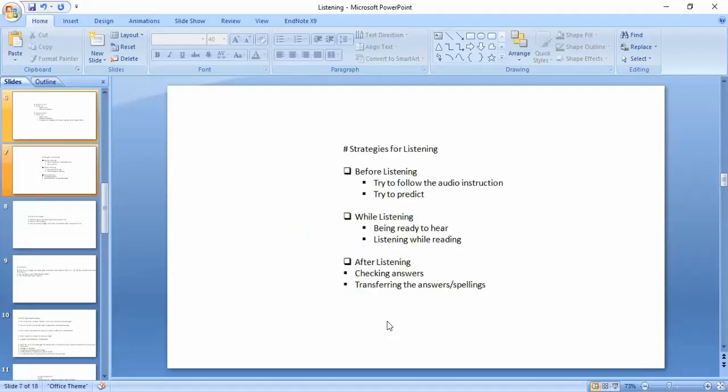And strategies for listening. So before listening, try to follow the audio instructions, okay? And try to predict what this audio is going to be about. For example, when you are given some time to read the questions, let's say from 1 to 5, use that time in underlining some of the important keywords in the questions.